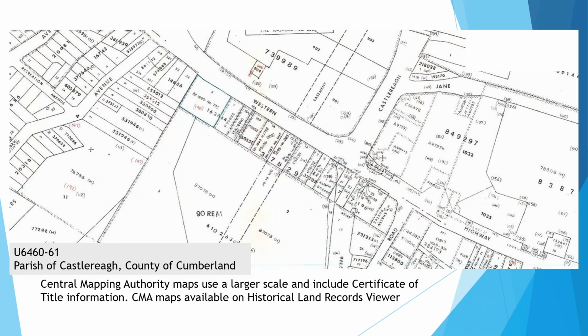So here we have an example of U646061, which is a Central Mapping Authority map for the parish of Castlereagh, and it's much more a larger scale, much more clearer, easier to read. It has the DP numbers, deposited plan numbers, on top of it. In some cases, it gives us the certificate of title detail. So here on DP 162044, we get told that it's book 1890, number 73, which indicates that it's an old system title, because book and number or book and page is old system, vol-fol is Torrens title. So we can use this information to research further. And the CMA maps are also available on the Historical Land Records Viewer.